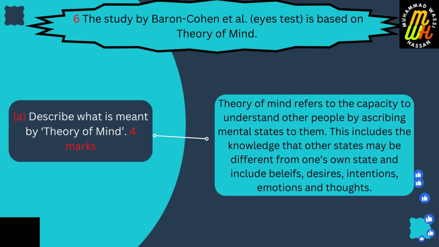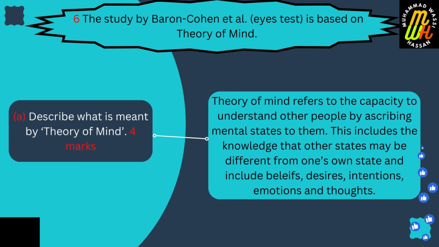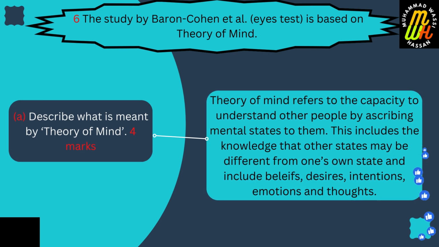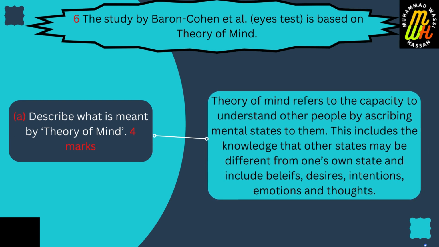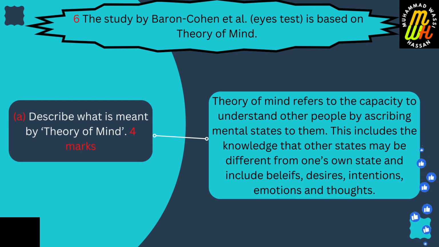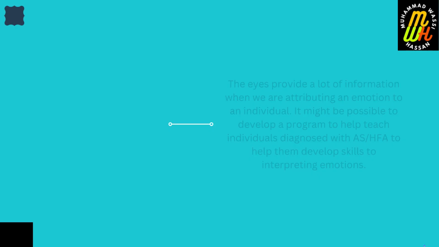Question 6. The study by Baron-Cohen et al. Eyes test is based on theory of mind. A. Describe what is meant by theory of mind. 4 marks. Theory of mind refers to the capacity to understand other people by ascribing mental states to them. This includes the knowledge that other people's mental states may be different from one's own state and include beliefs, desires, intentions, emotions, and thoughts. B.